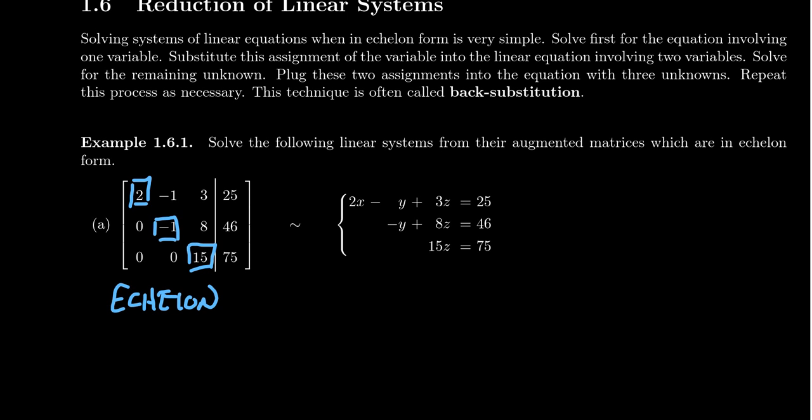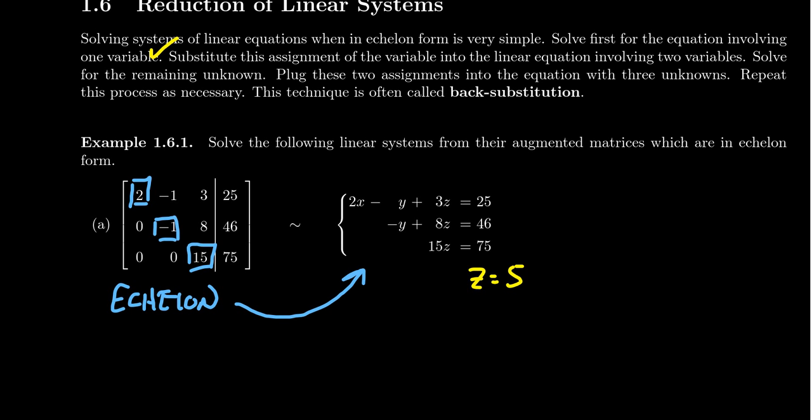When we translate that echelon form back to the system of equations, you'll notice the very last equation, because we were in echelon form, only involves one of the variables. It only involves z. And so what we can then do is divide both sides by 15, and then very quickly solve for z. We would see that z in this situation is none other than 75 divided by 15, which is 5. So we were able to solve for the first variable using the last equation.